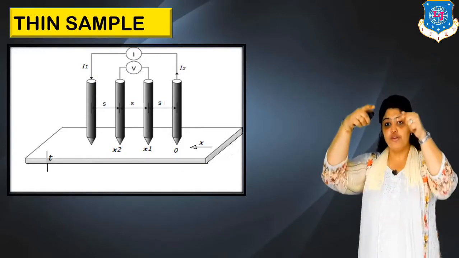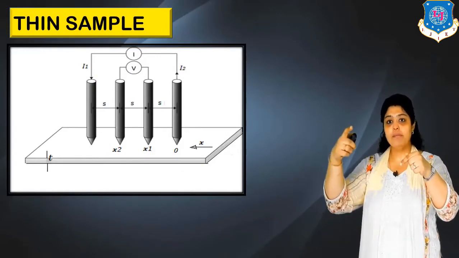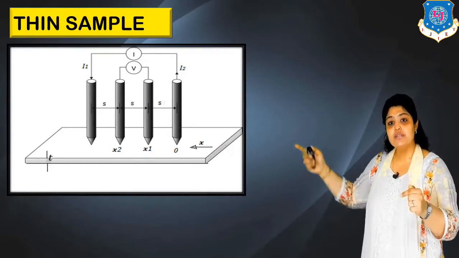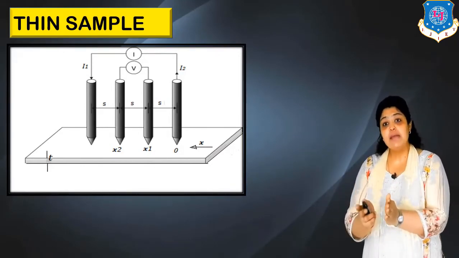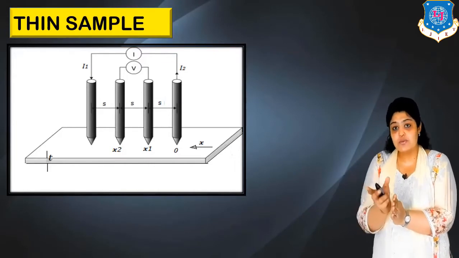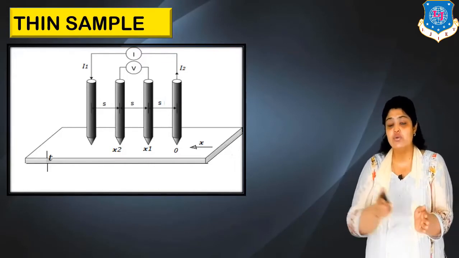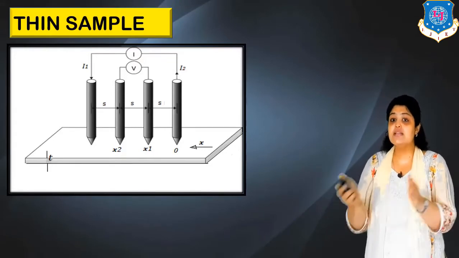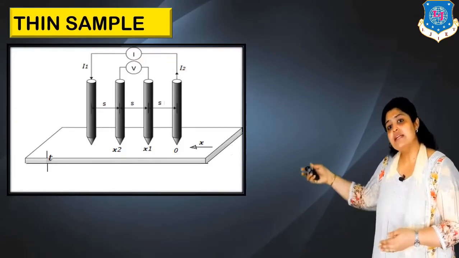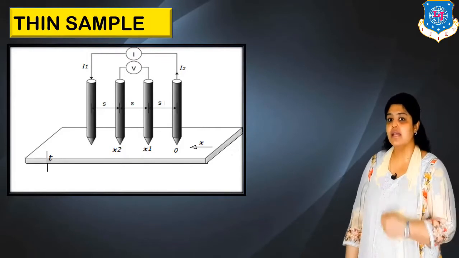Current is being input from probe number 1, taken out from probe number 4. It's a constant current source. Voltage is being measured between probe 2 and 3. We have labeled probe number 3 as x1, probe number 2 as x2. So the distance of x1 from this end will be s and the distance of x2 will be 2s. The thickness of the sample, as you can see, is t.